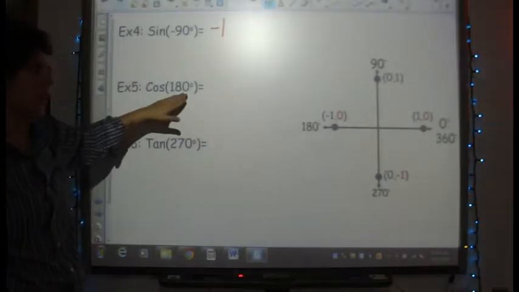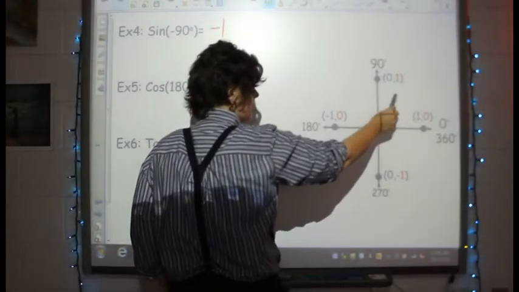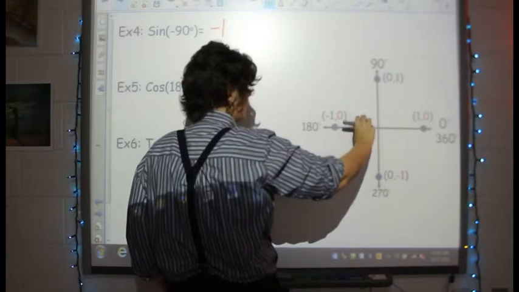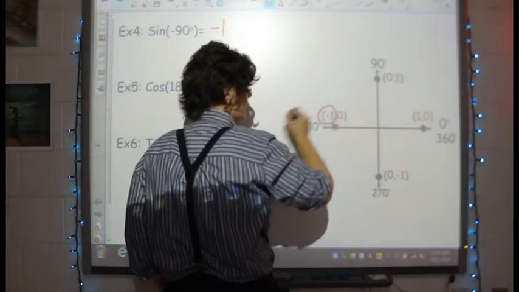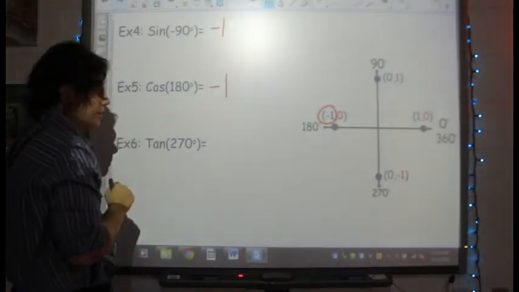Then we have cosine of 180 degrees. We start at 0 and we rotate counterclockwise because it's positive, 180 degrees. Cosine is my x value there. So cosine of 180 degrees is negative 1.